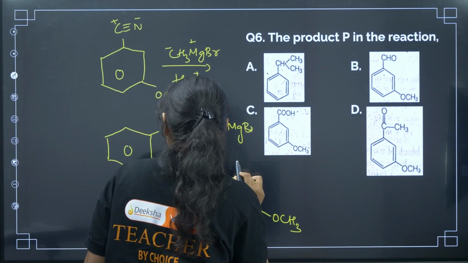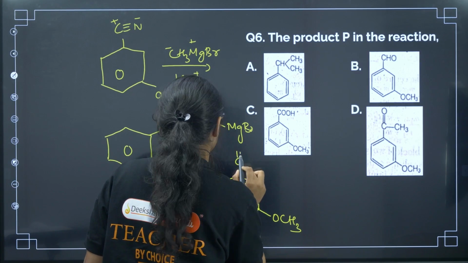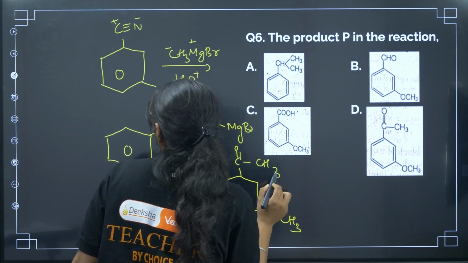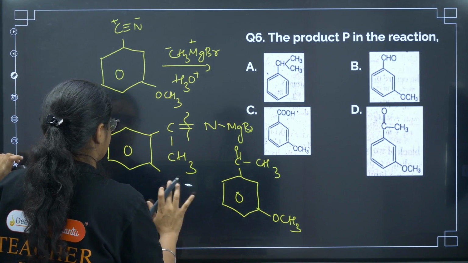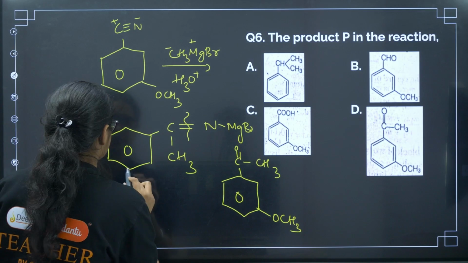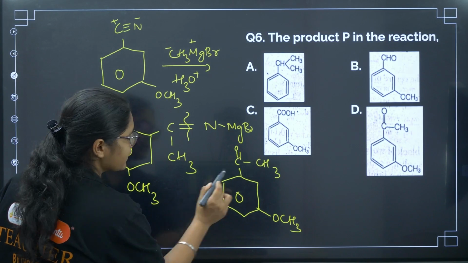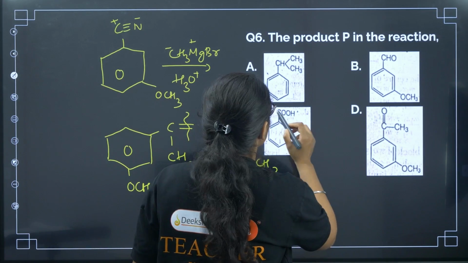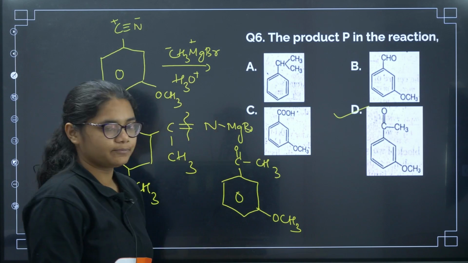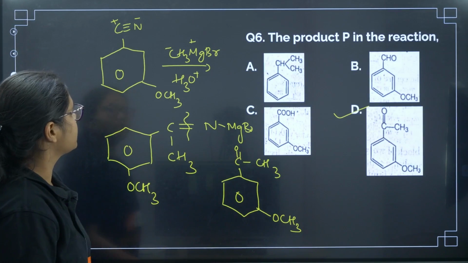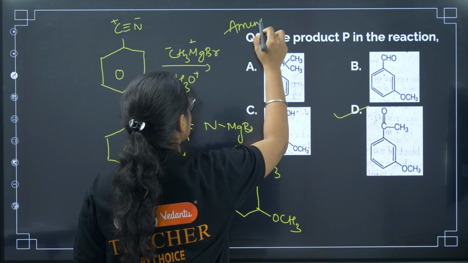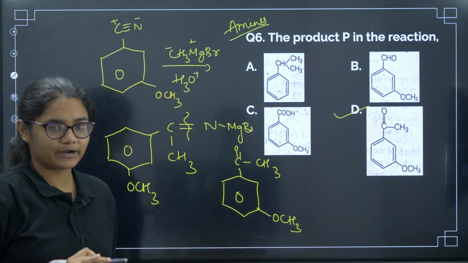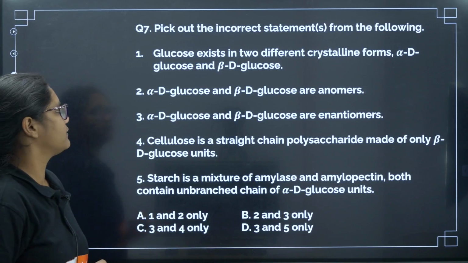So I'll get C=O CH3. Here the OCH3 is there in the meta position. So this is the OCH3 group. The correct answer for this question will be option number D. Next, this question is also from your amines chapter. These are all moderate level, not very easy, but moderate level questions.